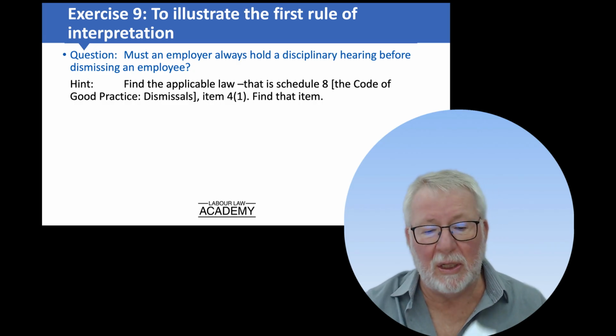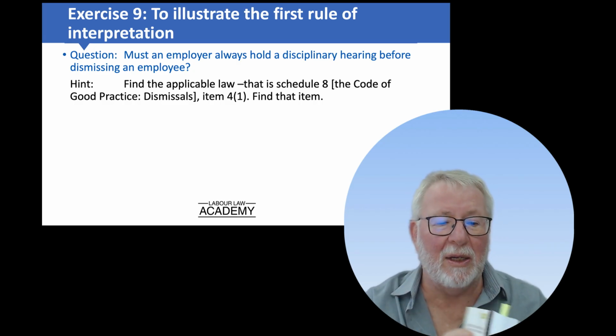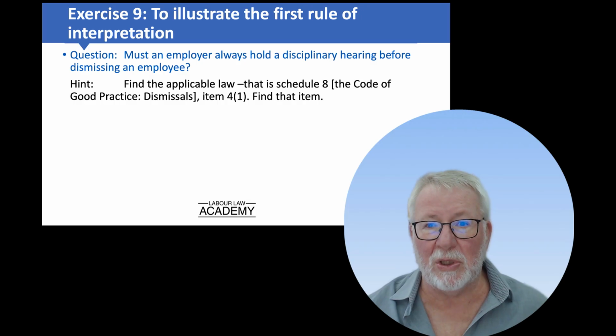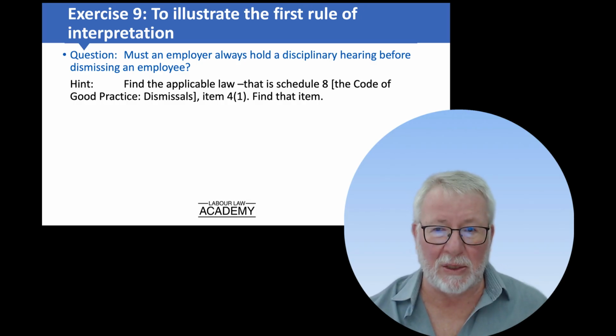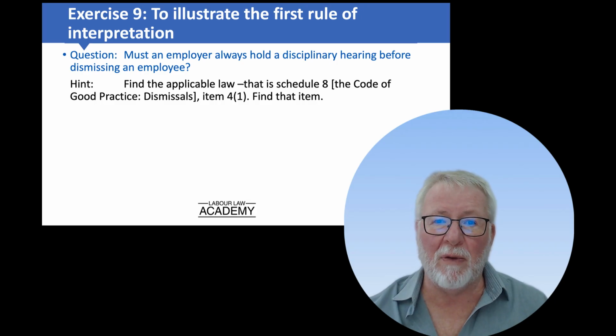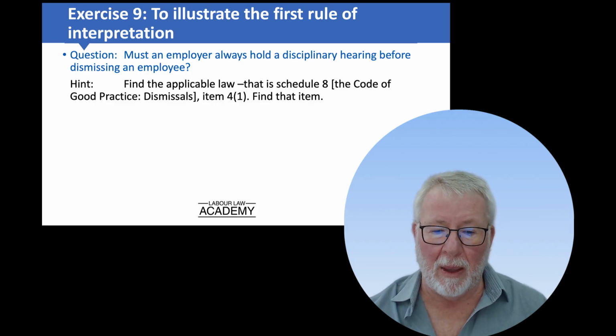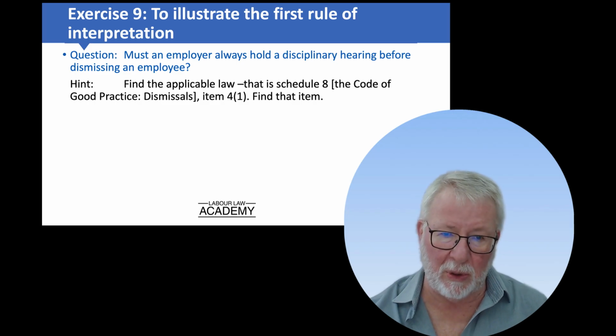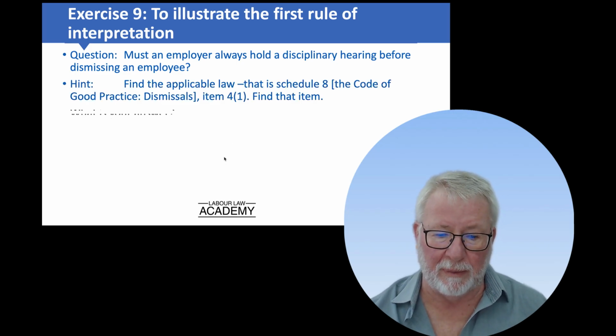And as I illustrated, I've got a little tag there because you use the Schedule 8. That's the Code of Good Practice. I also talked about Codes of Good Practice, and I said we're going to be looking at that. And then look for Item 4.1. Item 4.1. So if you need to pause, then have a look at that.